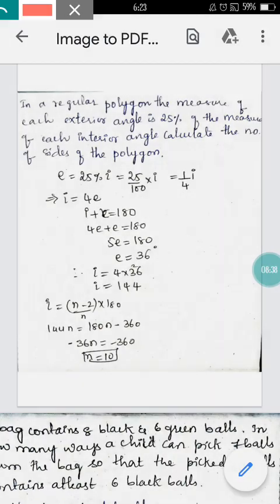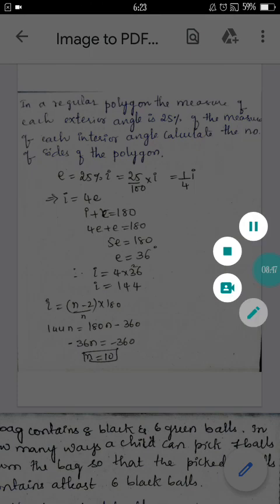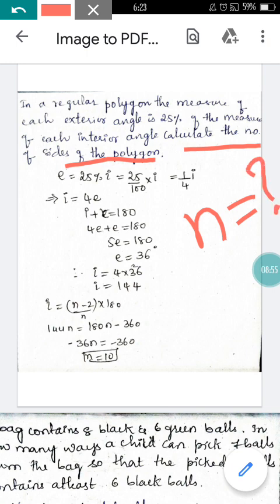Then you can write I as, you can shift the 4 from here to here, then you are going to get the I value as 4 times the exterior angle. Interior angle equals 4 times the exterior angle. Then what they are asking to find: calculate the number of sides of a polygon. Then they are asking to find the value of n here. Just to find the value of n, you need to find the total interior angle, right? Total value of I you need to find.